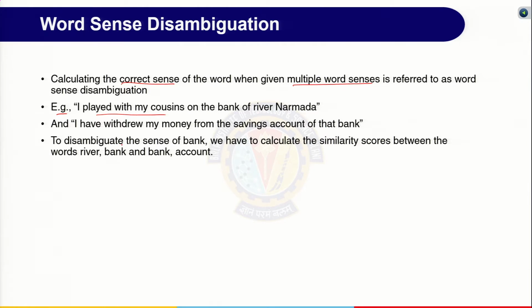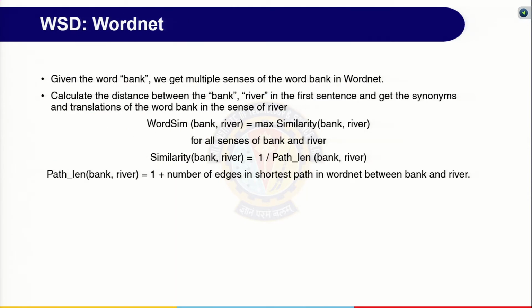So in order to disambiguate the sense of bank, we have to calculate the similarity scores between all the words that are in the context of the bank. Like river and bank are in one context in sentence 1, and bank and account are in a context in sentence 2. So let's say for sentence 1, I'm calculating the similarity between bank and river.